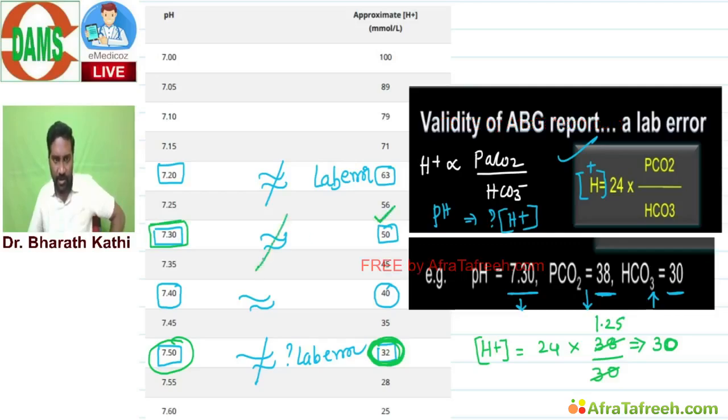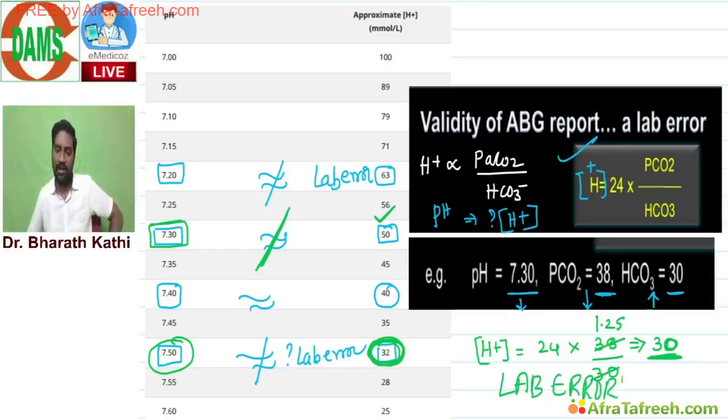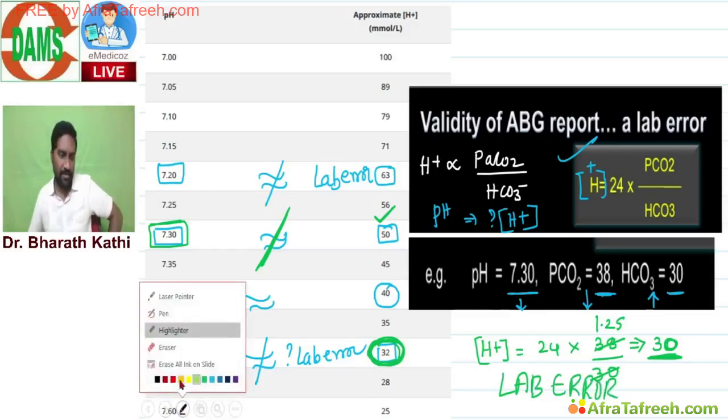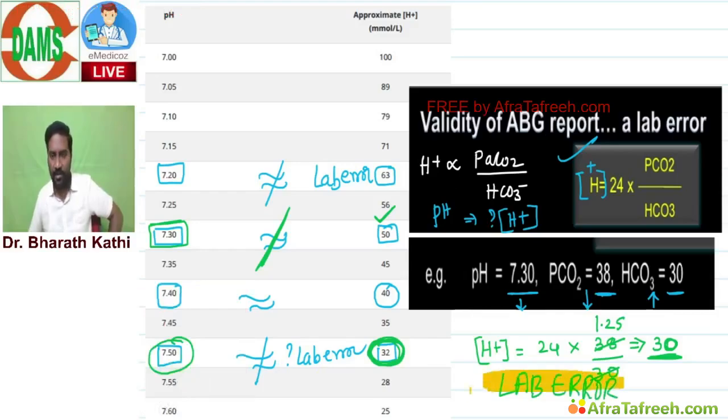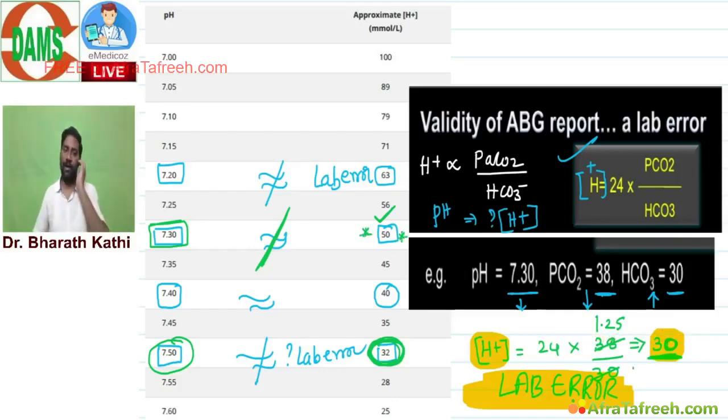So it is not correlating. H plus concentration should be 50, but when I have calculated, it is only 30. So this is a lab error. This ABG is invalid. To say whether the ABG is valid or invalid, we use this validity of ABG formula. The H plus that I got with these parameters is 30, but at pH of 7.30, this has to be 50. I got 30. There is some lab error.